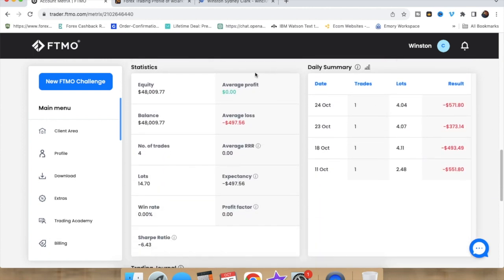And here go some stats. So average profit was 0, since I did not make any profit at all. None of my trades resulted in a profit. And then the average loss was $497, which was about $500, which was that 1% that I was talking about. And lot size, I guess this is the total amount of lots that I used. And here you can see all of my results, my daily summary.